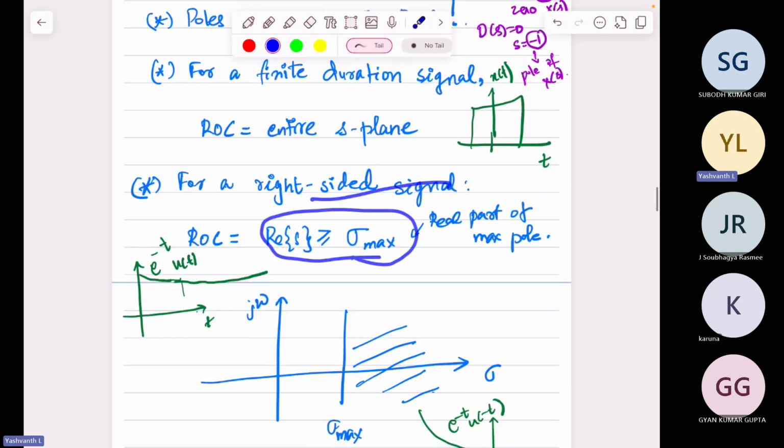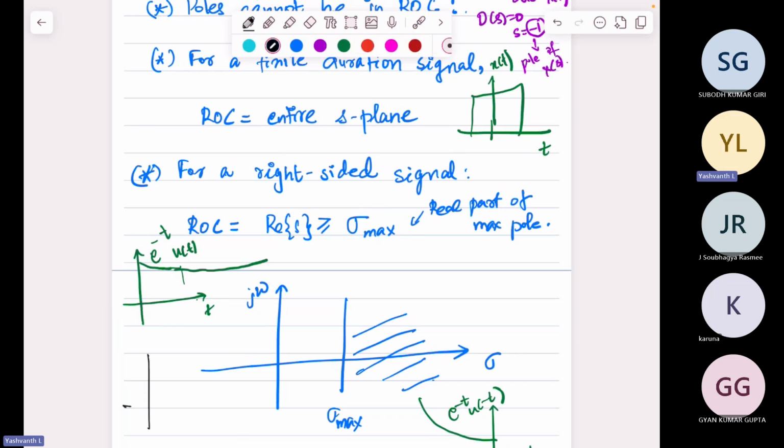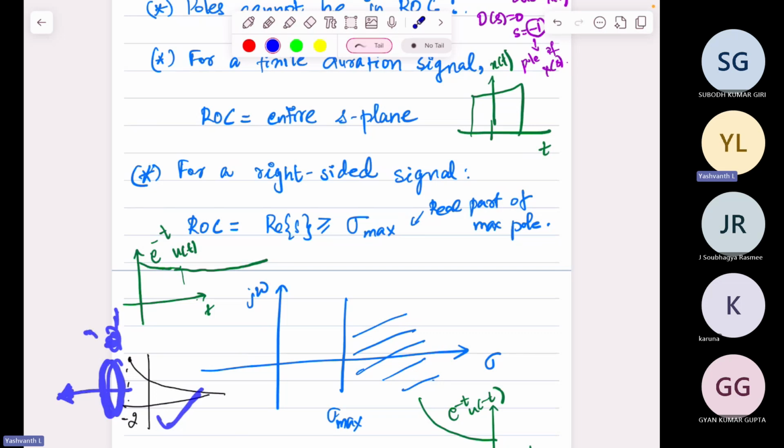What I mean by a right-sided signal is, if you draw the time domain signal, it only has non-zero values on the right side. I'm not saying with respect to 0. It could also start here, for example at minus 2, and go on. This is also a right-sided signal. All it says is there should exist some t tending to minus infinity where the signal takes a value 0. That is, the signal should only be a right-sided signal, not a left-sided signal.